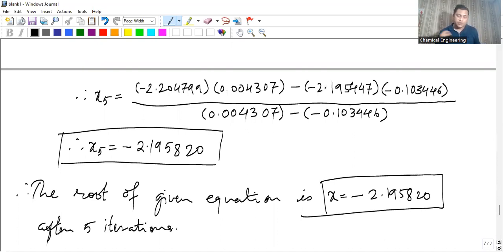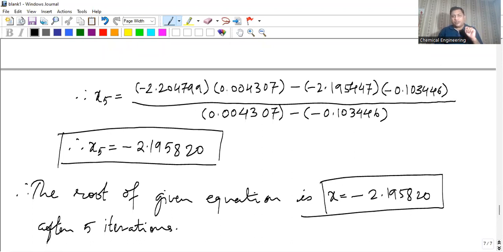As per the question, if the question says go for 3 decimal places, then this is correct up to 3 decimal places. If the question says correct up to 4 or 5 decimal places, we have to answer like that. So this root is after 5 iterations. If we go for more iterations, we can get another value and maybe more accurate.